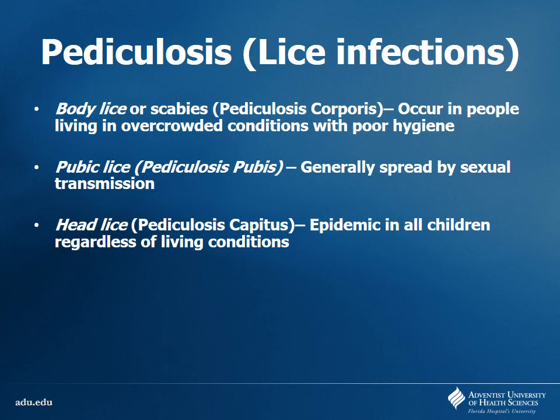Another thing you may run into commonly in the outpatient world is pediculosis, or lice infections. Certainly we have things like body lice or scabies. These usually occur in people with poor hygiene or overcrowded conditions. You have pubic lice, which is generally spread by sexual transmission, and then you also have head lice. You can find this as an epidemic in all children, regardless of their living conditions. Being in school tends to be a pretty easy vector for them to spread it from one to another.